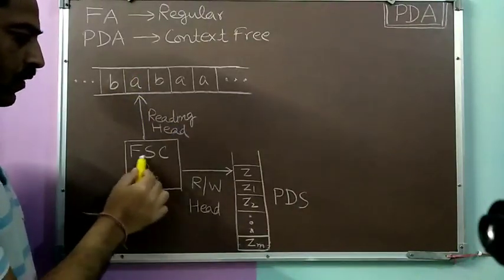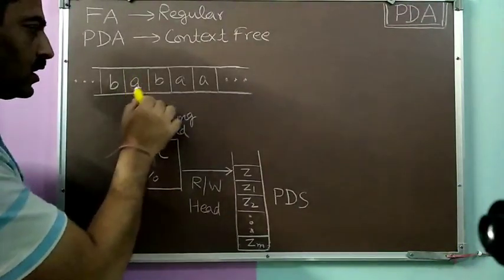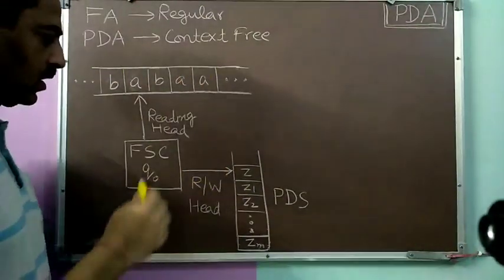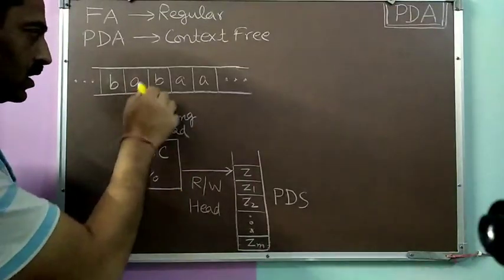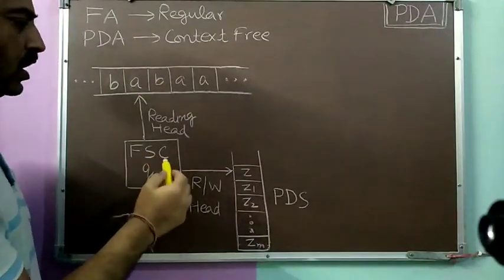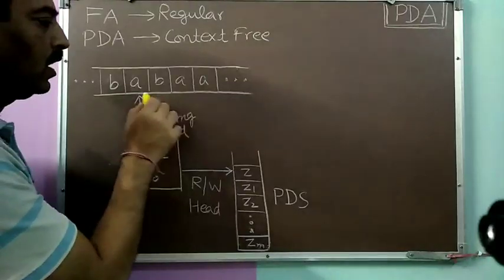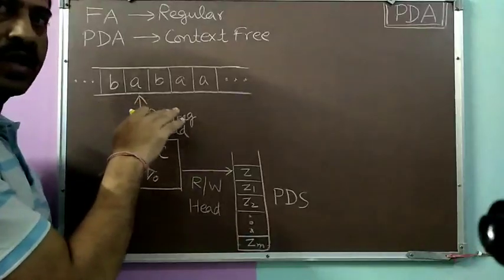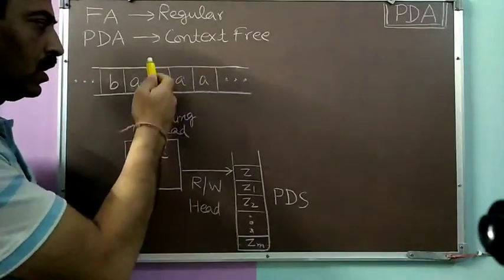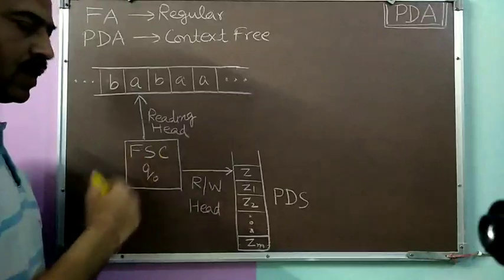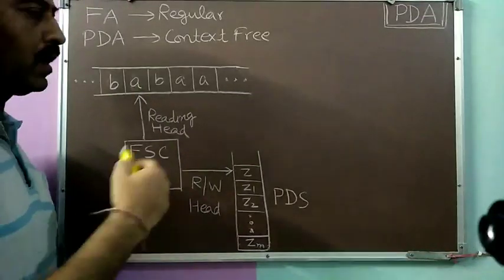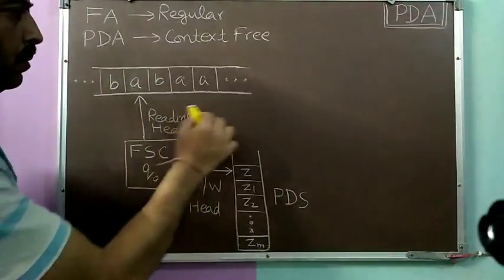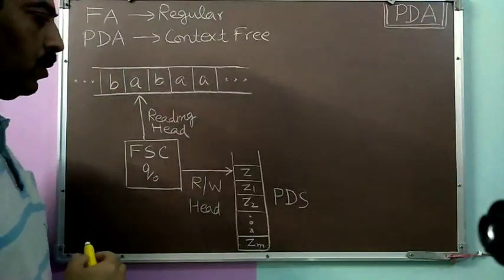So I am reading this symbol. Depending on what state I am in and what symbol I am reading, I will decide which state to move to next. I will change the state as per this symbol and this state, and then the reading head will move one position to the right. In this manner, I will read my input string from left to right, and as per the input symbol I am reading and the current state of the FA, I take the decision about which state I should move to. So this is the model for a finite automaton.